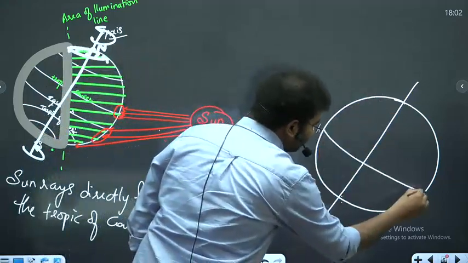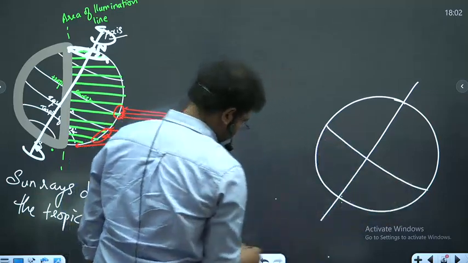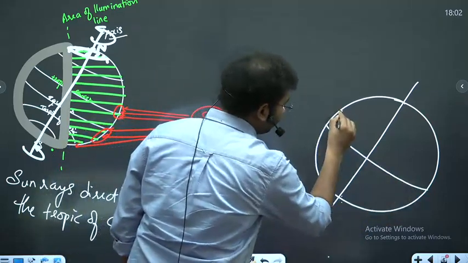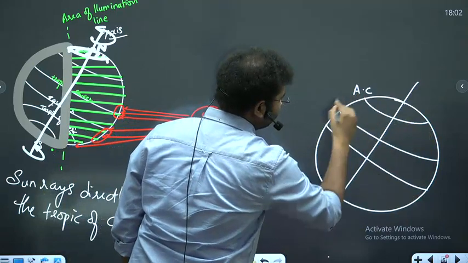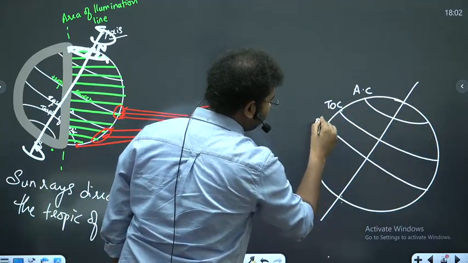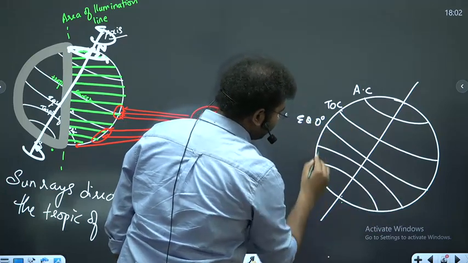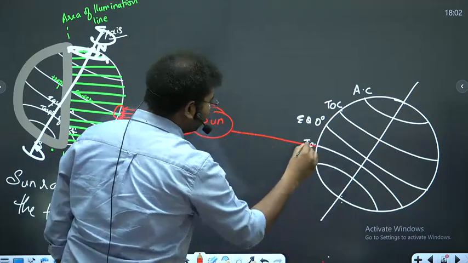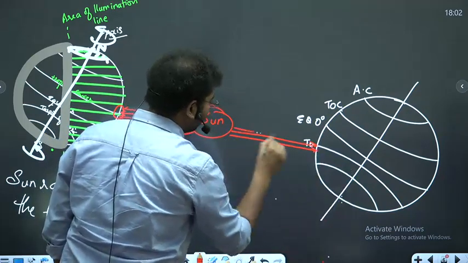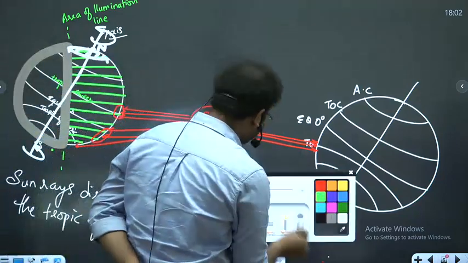Now this is your equator, right? This is your Tropic of Cancer. This is your Arctic Circle. This is Arctic Circle, Tropic of Cancer, 0 degrees equator, and then this is Tropic of Cancer. So in this month, you will see that the direct sun rays are falling on the Tropic of Cancer. Let me also show you the area of illumination here.